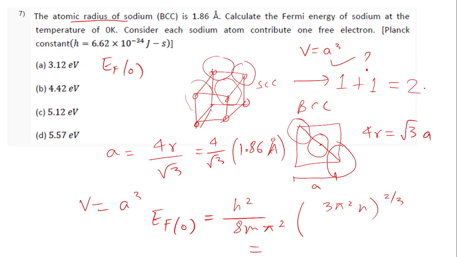2 atoms, divided by the volume, which will be a cube, and we can find the number of electrons per unit volume, that is the electron density. With that, when I substitute here, I will get the final answer of Fermi energy after converting it to electron volt. Of course, I will get 3.12 electron volt as the correct answer.